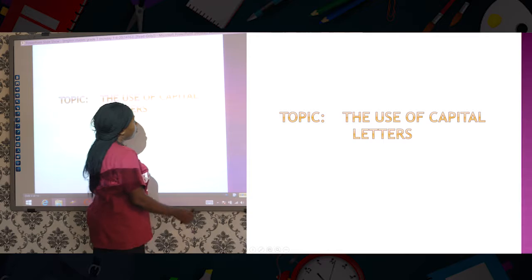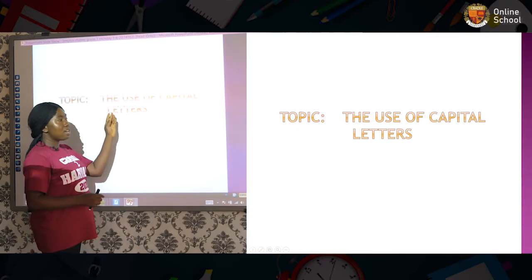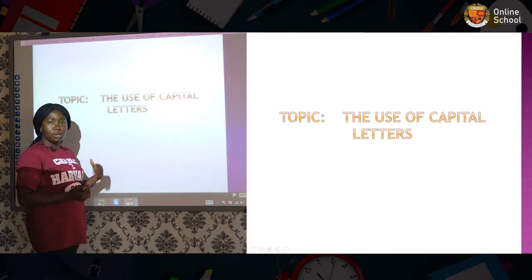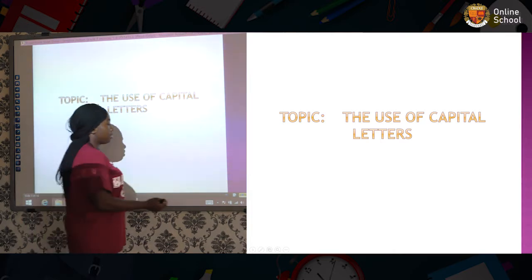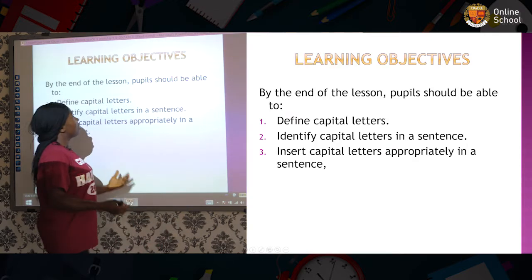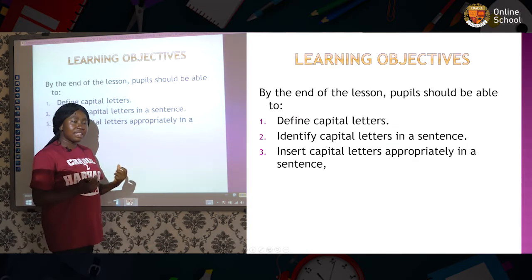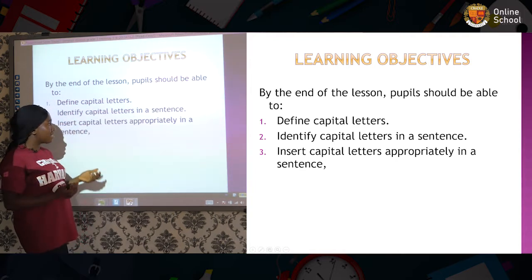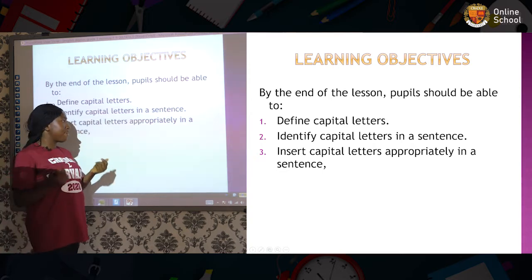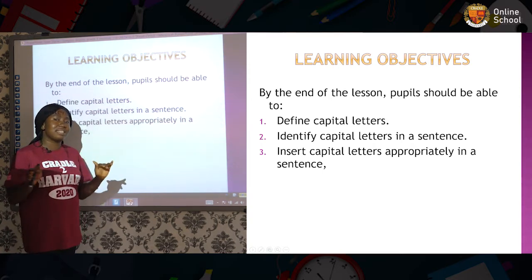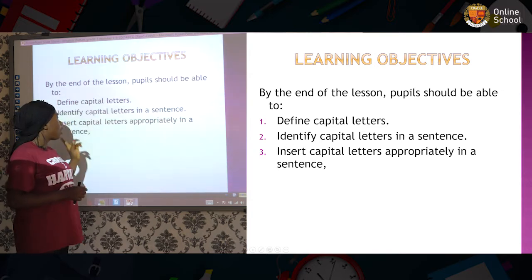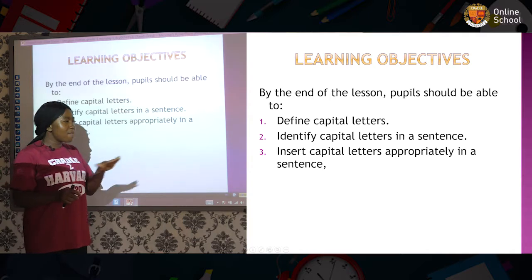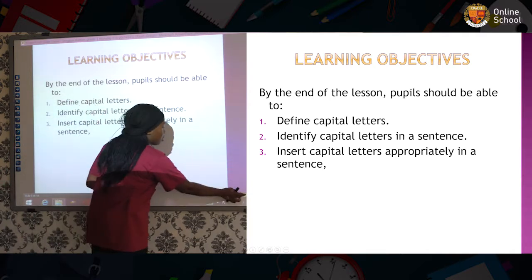We're going to be looking at capital letters and the uses of capital letters today. By the end of the lesson, I believe we'll be able to define capital letters, identify capital letters in sentences wherever you see them, and also insert capital letters appropriately wherever they are needed. Okay, so let's continue.